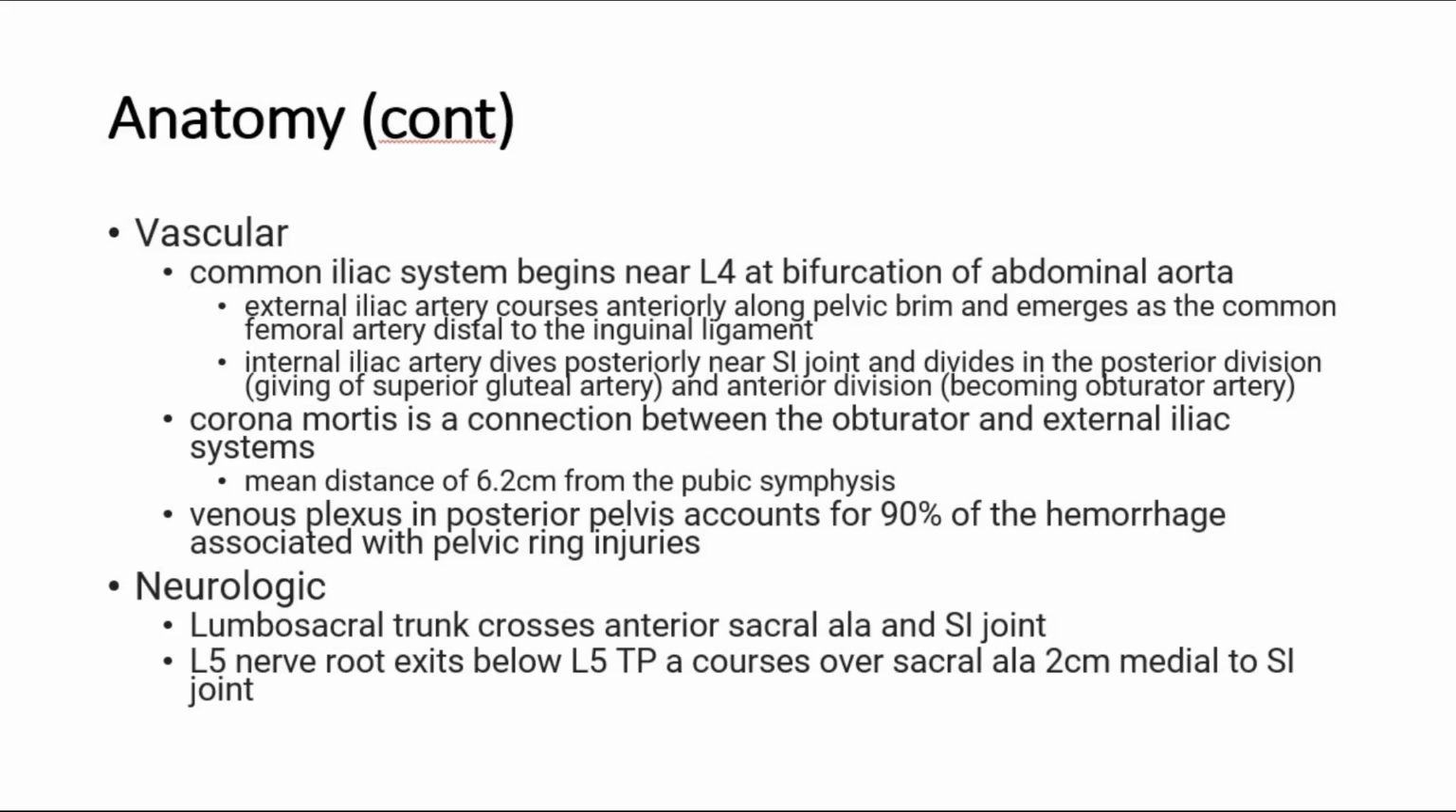For neurovascular, common iliac system begins near L4 at bifurcation of abdominal aorta. External iliac artery courses anteriorly along pelvic brim and emerges as the common femoral artery distal to the inguinal ligament. Internal iliac artery dives posteriorly near SI joint and divides in the posterior division, giving off superior gluteal artery, and anterior division becoming obturator artery. Corona mortis is a connection between the obturator and external iliac systems.